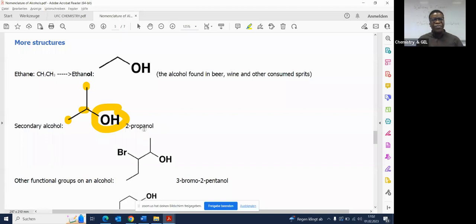Or propan-2-ol, it's the same. So when you've got such, even here, just know that somewhere there are carbons. Like here, there's a carbon. Every corner has got a carbon. That's why it's regarded as ethanol from ethane. 1, 2, ethane, ethanol.